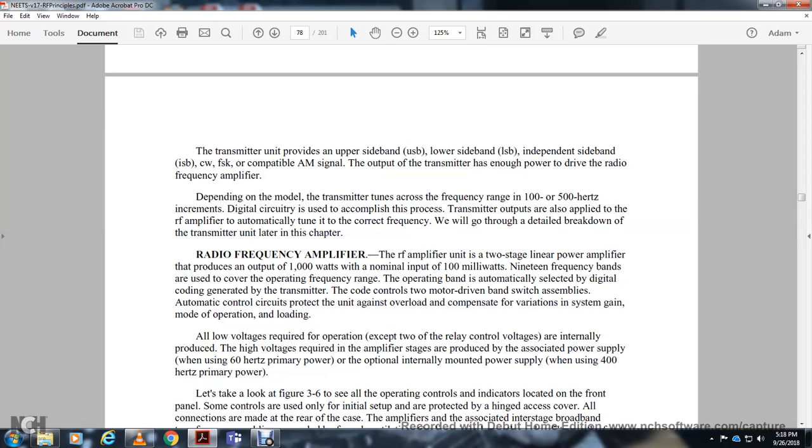Radio frequency amplifier. The radio frequency amplifier unit is a 2-stage linear power amplifier that produces an output of 1,000 watts with a nominal input of 100 milliwatts. 19 frequency bands are used to cover the operating frequency range, selected automatically by circuits with the digital coding generated by the transmitter. The code controls the 2 motor driven band switches and assembles the automatic control circuit, which protects against overload and compensates for variation in system gain with the mode of operation and loading.